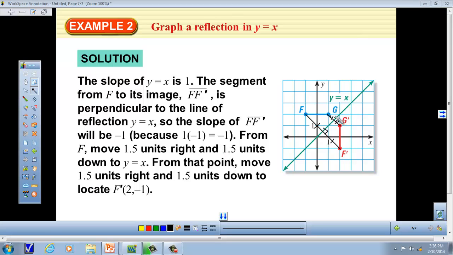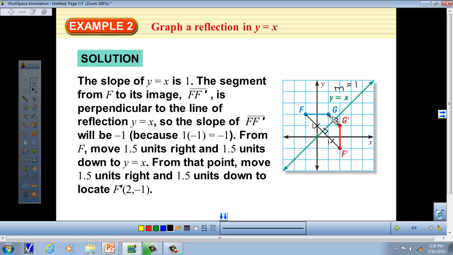We're going to look at how we know that that's perpendicular. We're going to find the slope of f prime and compare it to the slope of this. Remember, the slope of this, we're going up 1 over 1, so the slope here is 1. We want to show that this is negative 1.